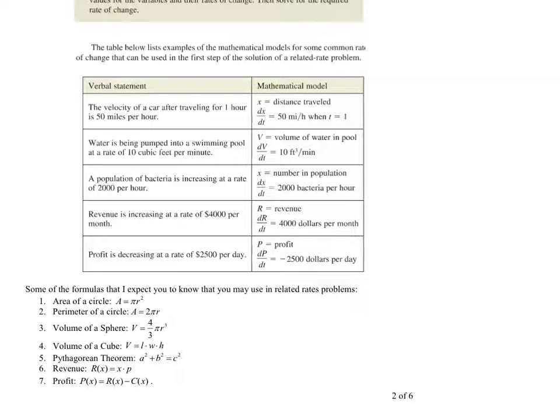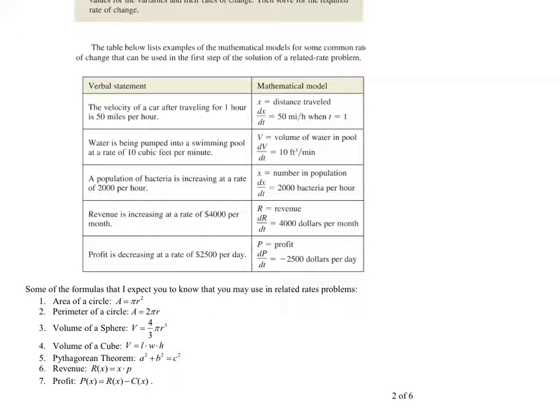It says this table lists examples of mathematical models for some common rates of change that can be used in the first step of the solution of a related rate problem. In other words, you're going to be reading word problems. How do you come up with the equation and how do you read what is given? So the first sentence says the velocity of a car traveling for 1 hour is 50 miles per hour.